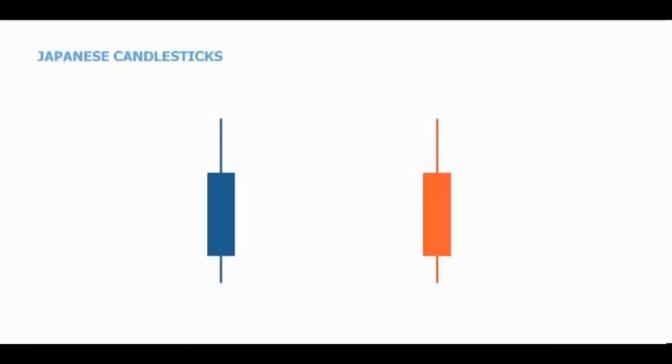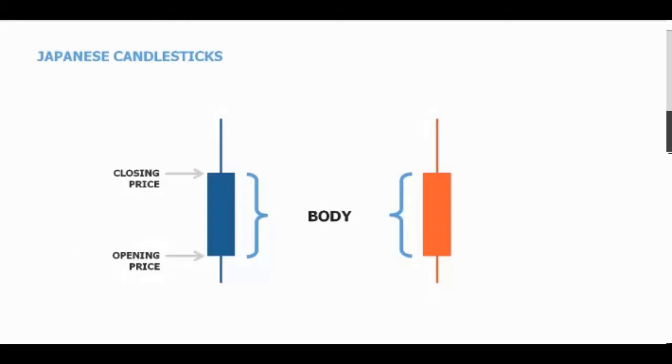Interpreting a candlestick is easy. The thick part is called the body. It represents the prices at the beginning and at the end of the period. If the candle is blue, the price moved up during the period. So the opening price is at the bottom and the closing price at the top. If the candle is orange, the price moved down during the period. You will find the opening price at the top and closing price at the bottom.